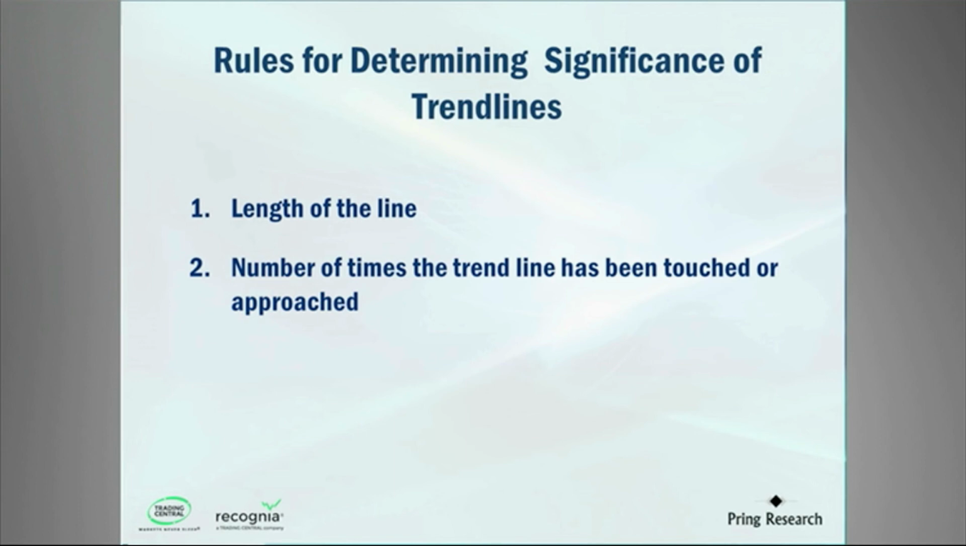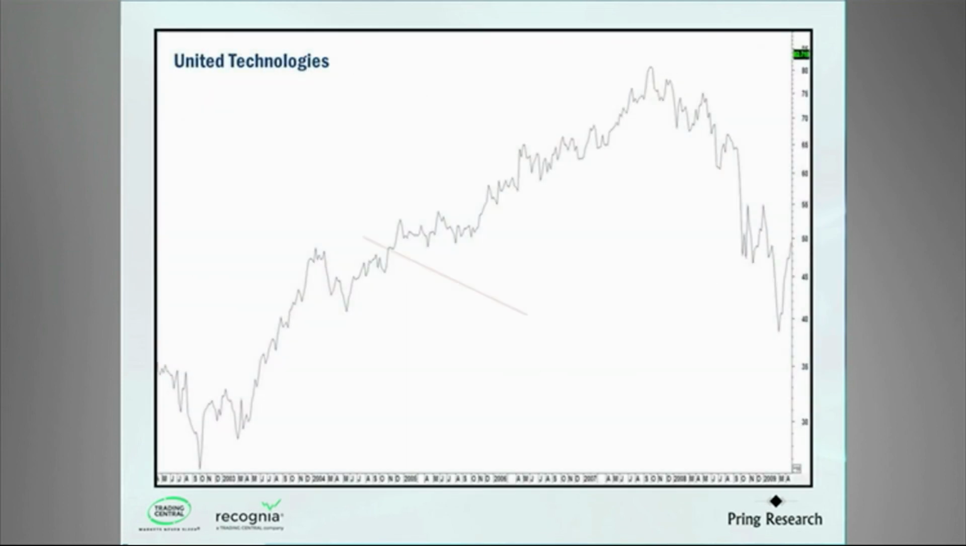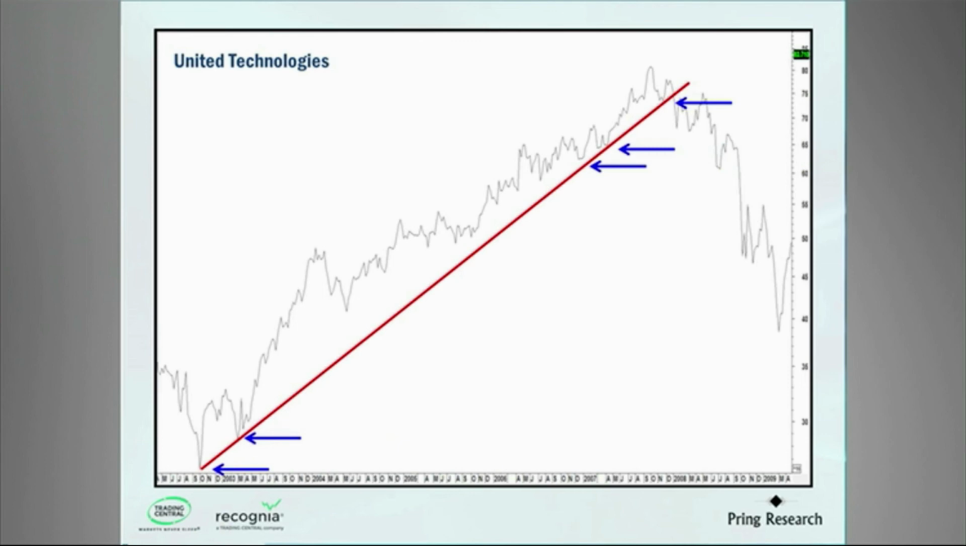Just remember that a close encounter to the line or an approach is almost as important as an actual touching, because it still reflects the line's importance as a support or resistance area. Here we see a nice line for United Technologies. That's because it's quite long and it's been touched or approached on numerous occasions. Don't forget that if a line gains significance from the fact that it's been touched or approached on numerous occasions, the extended line will become equally as important, but from a reverse point of view.